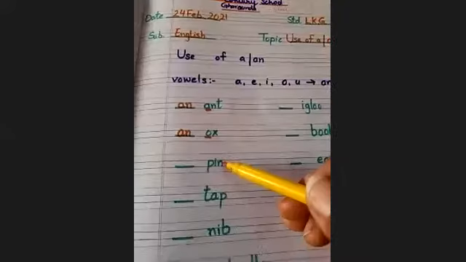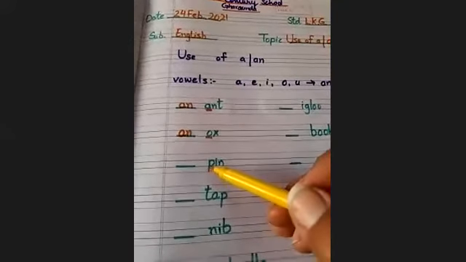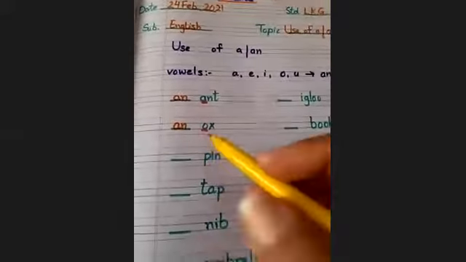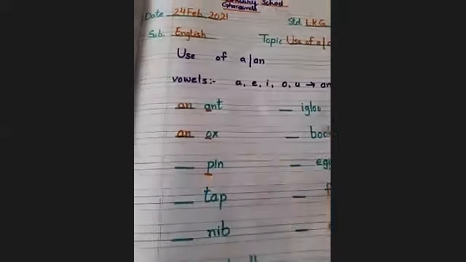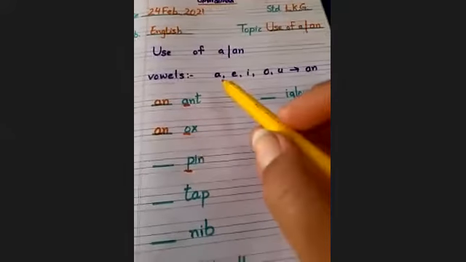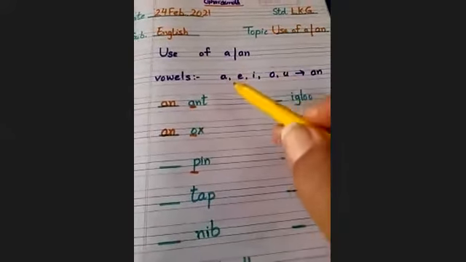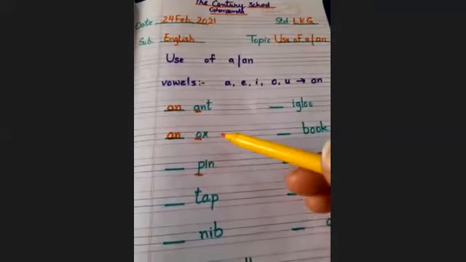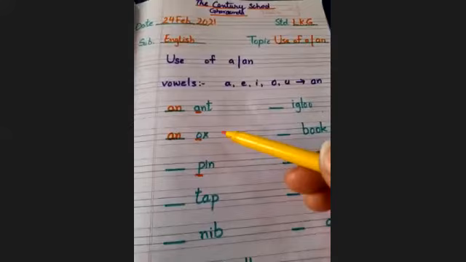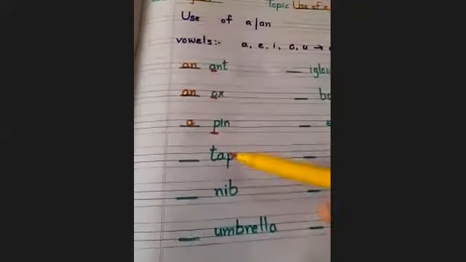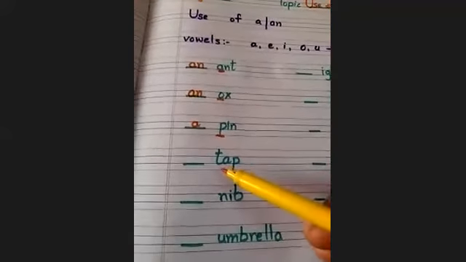A-N-X-O. P. P-I-N. Pin. You will see the first letter is P. See carefully. This is P. P is not a vowel. A, E, I, O, U. These five are vowels. P is not a vowel. So we use A.